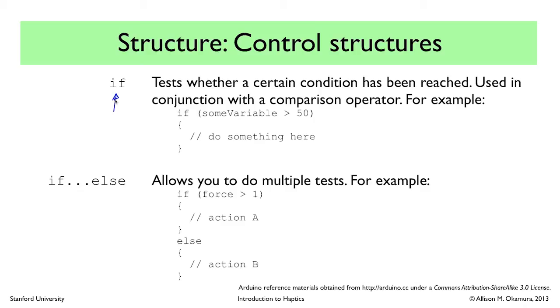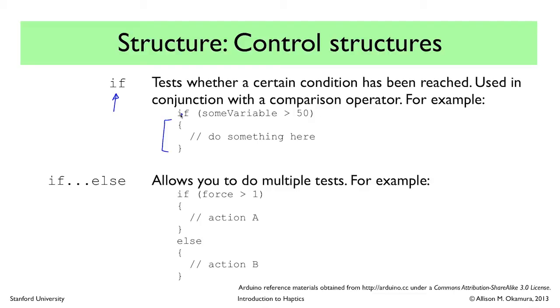It has to be if something. So it's used in conjunction with a comparison operator. So here's an example. This says if some variable is greater than 50, then you're going to do something. And that do something is whatever code you decide, whatever statements you decide to put in between these curly brackets. So this is the if statement. Note that there's no semicolon here.